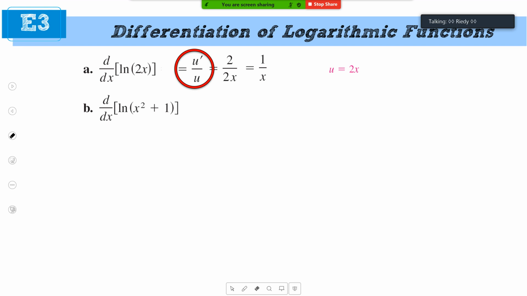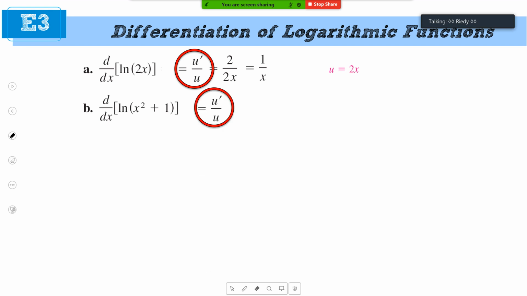Aaron, let's pick on you. What do you got for me? I did not understand. Okay, so let's take it in steps. What's u? X squared plus 1. Good. What's the derivative of u? What's u prime? 2x. Good.